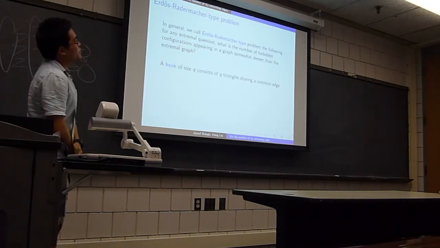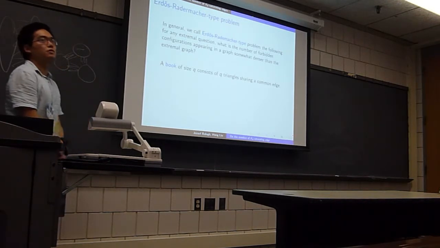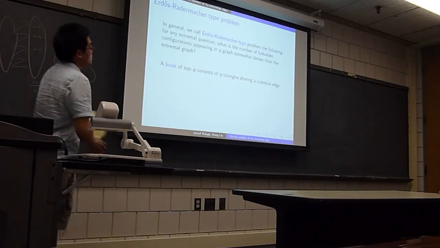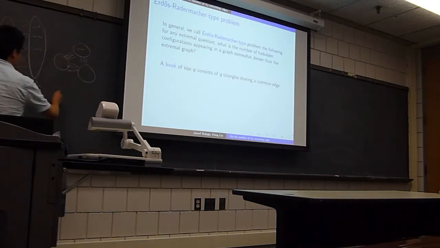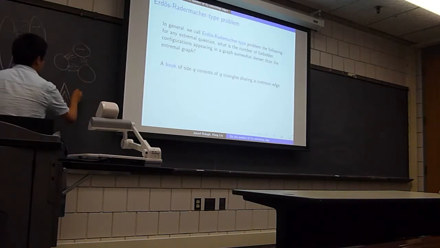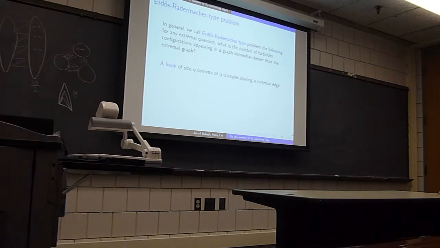So let me show you an example of this type of result. It has been studied before, we just phrase it this way. A book of size Q is basically two triangles sharing one common edge. There are two triangles here, by a book of size Q.